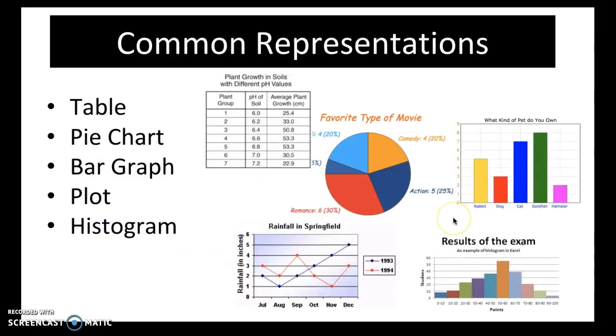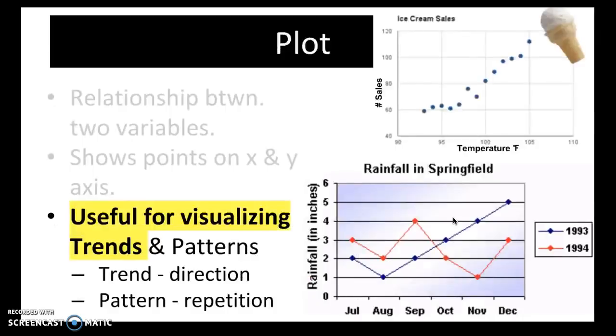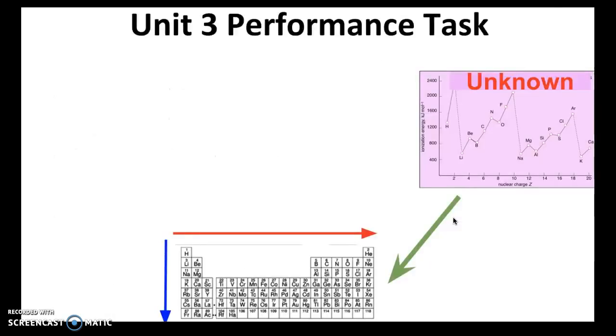Before, we looked at all the different common representations of data, and in this performance task, we're focusing on plots. The reason is that plots, as you may remember, are useful for visualizing trends. When we say trends, we're talking about direction, whether it's increasing or decreasing, and that's what we talk about when we talk about periodic trends. For example, going across a period, the atomic radius decreases. Going down a group, the atomic radius increases. So when we say trend, we're talking about increasing or decreasing.